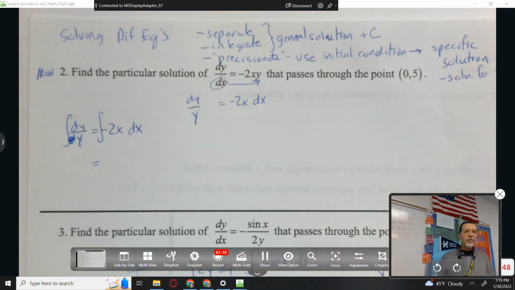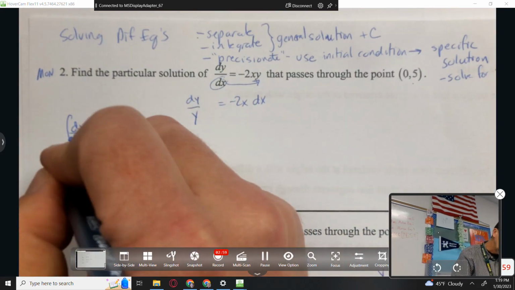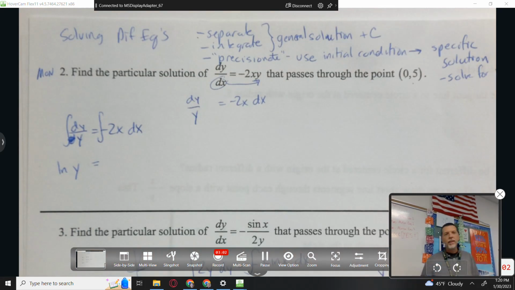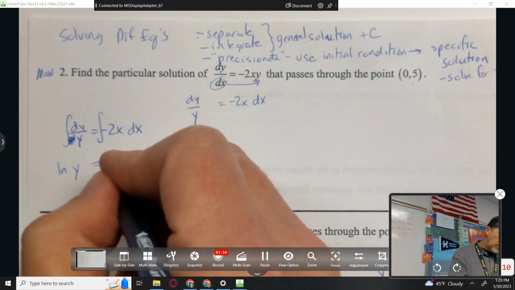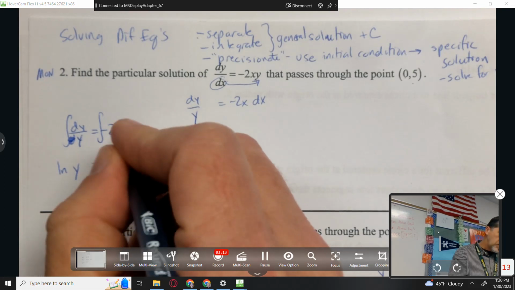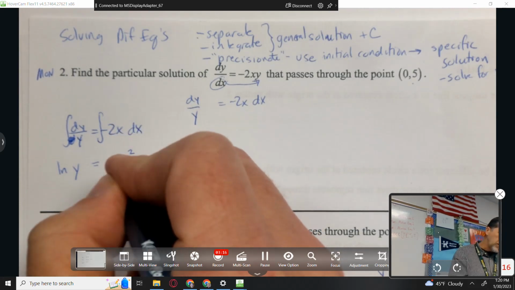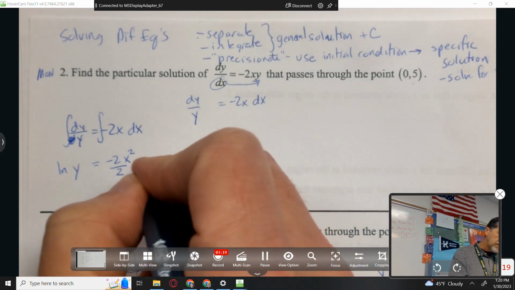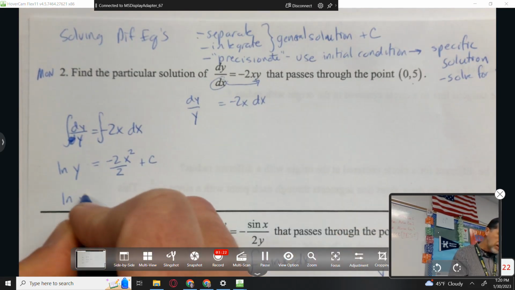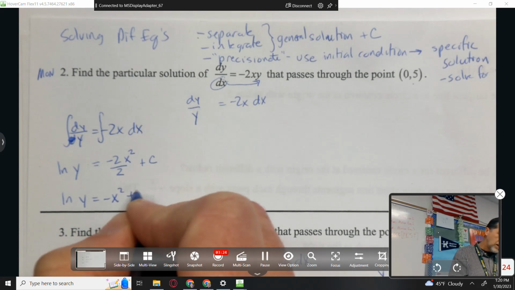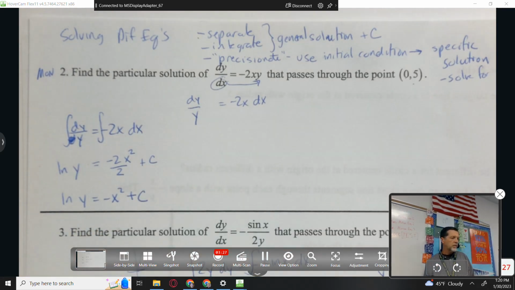The integral of dy over y. Anyone? Natural log of y. So again, you just have to know all those rules. Natural log of y plus c, but again, we're going to do the plus c on the other side. Equals. Power rule is the easy one. Increase the power by 1, divide by the new power, plus c. So natural log of y equals negative x squared plus c.